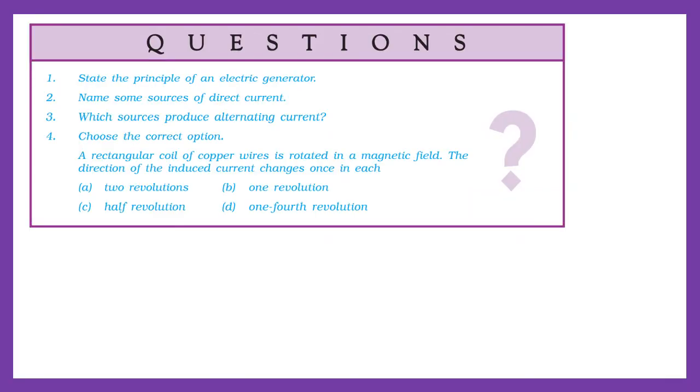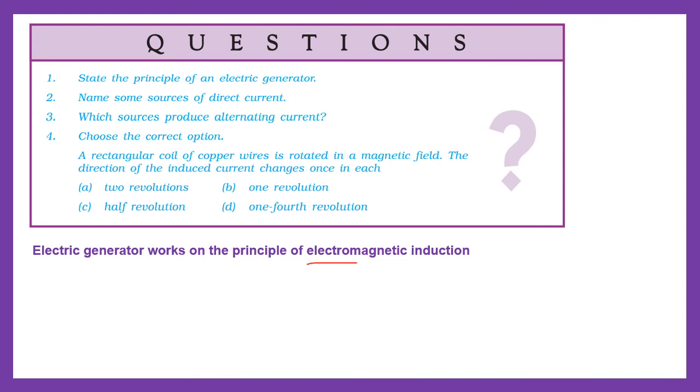Now here are some questions. Let me read the questions for you and let me answer them. State the principle of an electric generator. An electric generator works on the principle of electromagnetic induction, because here electricity is produced by rotating an electric coil inside the magnetic field, right? The second question is: name some sources of direct current. DC generator and cell are the sources of direct current.